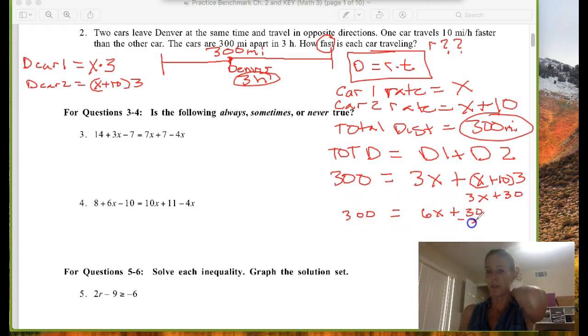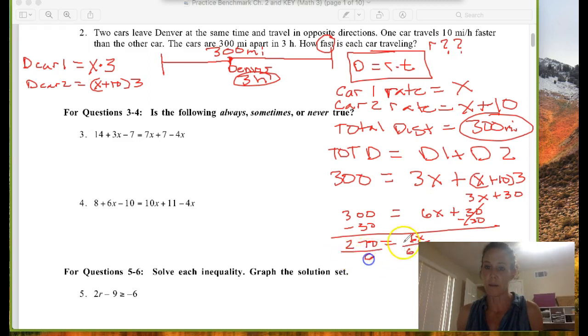Now I need to solve it. I'm going to subtract 30 from both sides. And 300 minus 30 is going to be 270. That equals, bring down the 6x. Last step, divide by 6 on both sides. And I'm going to get x equals 270 divided by 6, which is 45 miles per hour. There is my rate for car 1. Add 10, and car 2's rate will be 55 miles per hour. So that will be car 2's rate.